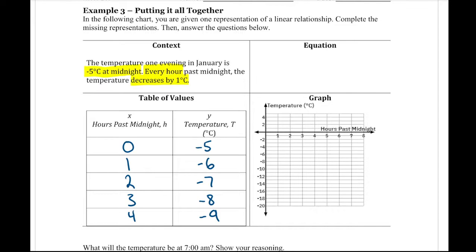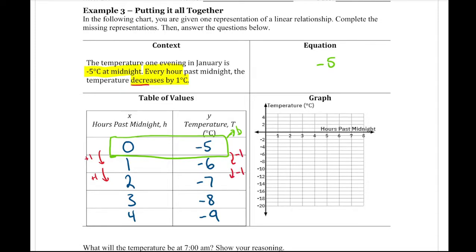So right from this, now we should be able to jump to an equation if we wanted to, right? Because we do have our B value, because we know when X is 0, the Y value is our B value, so we know we're going to have -5. And we can figure out our M value because we can see what our Y value changes by every time our X increases by 1. So in this case, our X increases by 1, our Y decreases by 1.